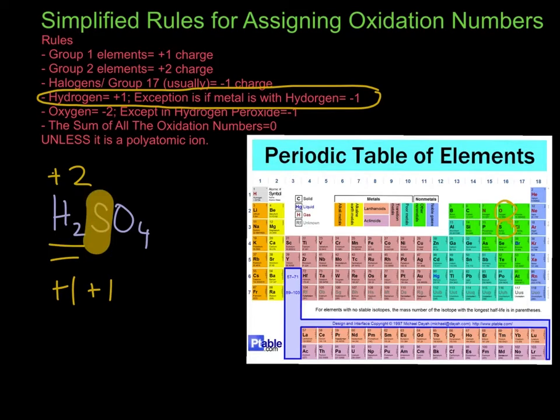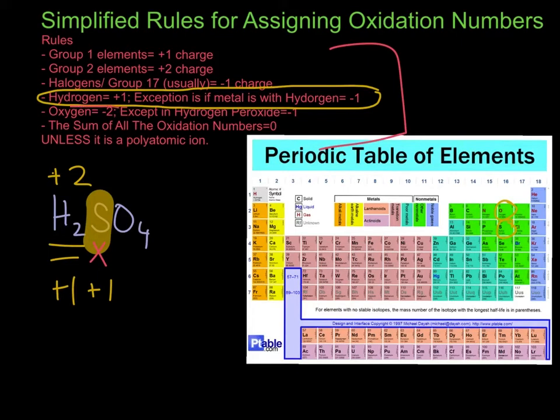Next, we're going to dive into sulfur. Right there. Do we know anything about sulfur? Is it a group 1 element? No. Is it a group 2 element? No. Is it a halogen? No. Is it hydrogen or oxygen? No. So we don't know anything about it. If we don't know anything about one of those elements, because it's not in one of these groups, I'm just going to represent it as an X. Let's move on to our next element, though. Oxygen. Do we know anything about oxygen? Yes, we do.